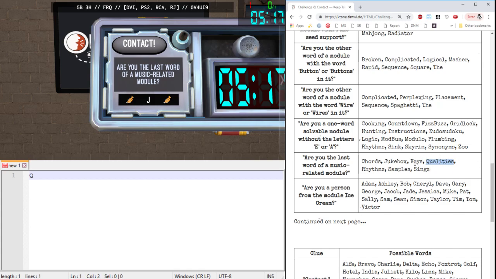So our answer is going to be qualities. We're going to hit contact, type qualities, and hit enter. Now you may have noticed when I demoed it earlier that the whole thing flips over, so the status light pops down here to the bottom.